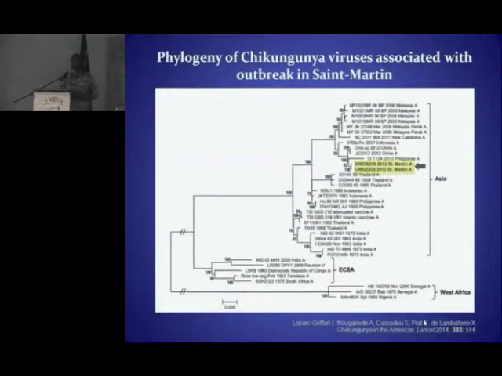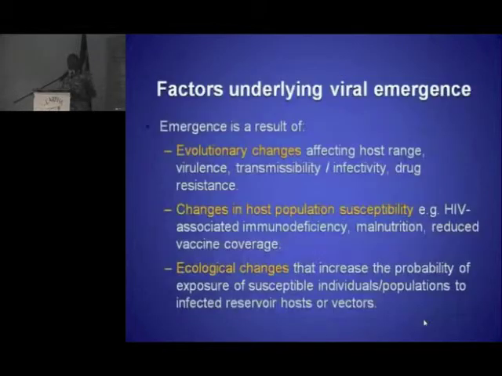Interestingly, the strain of virus that is responsible for the outbreak that we're now seeing in the Caribbean is not the same one that was expanding out of the Indian Ocean. It belongs to the Asian genotype. Now, this type of viral emergence occurs regularly. Dengue and chikungunya are not unique in this.